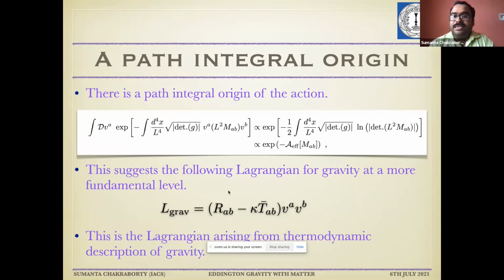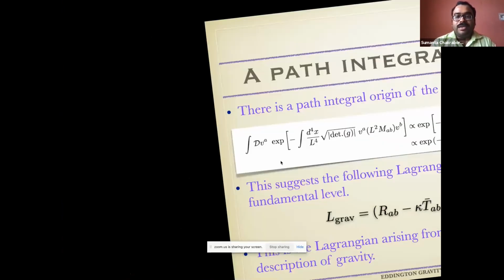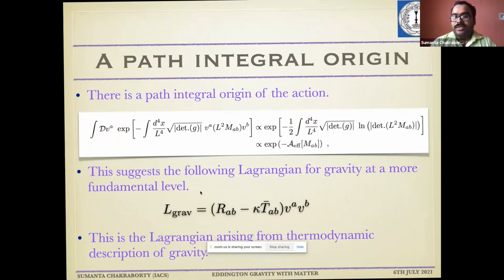That is, there should be a path integral over V^A. And that integral is a Gaussian integral because V^A only appears twice in the exponential. It can be performed easily, and the corresponding result is the log determinant with a root determinant g, log determinant of M_AB. And this is the effective action, as we know. And this effective action, if you recall, is precisely what we had considered over here. So this means this type of an action, which is motivated from Eddington's perspective, comes from a gravitational Lagrangian at a more fundamental level.